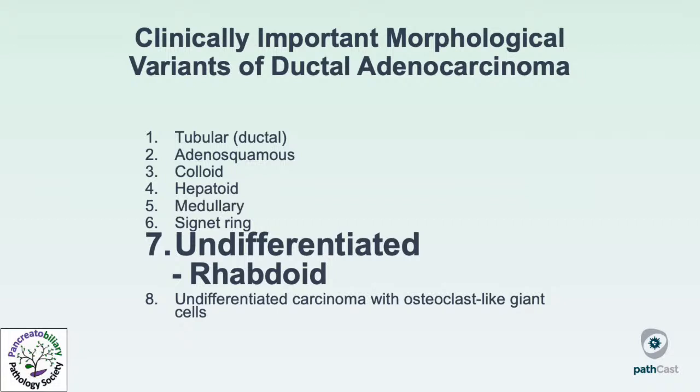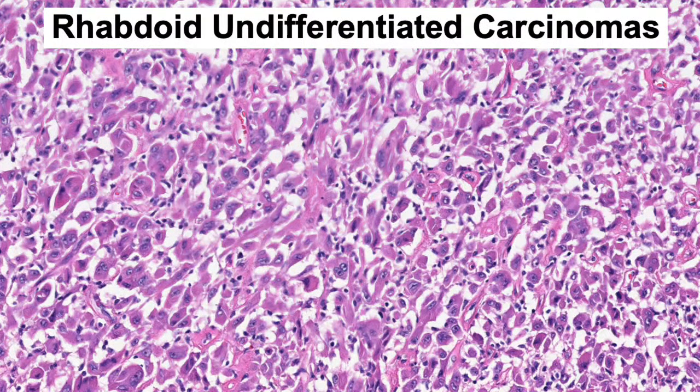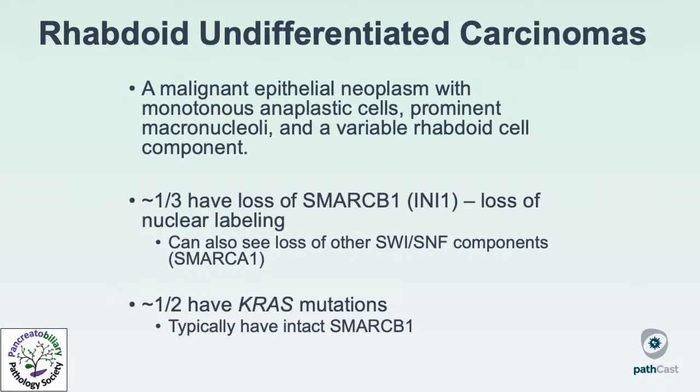So I want to just briefly mention another subtype of undifferentiated carcinoma, and that's rhabdoid carcinoma. So these have a very specific morphology where they have mononuclear anaplastic cells, prominent macronuclei, and then this very characteristic rhabdoid cell shape. And these seem to be genetically distinct. So about a third of them have loss of SMARCB1, INI1, like rhabdoid carcinomas of other organs. You can also see loss of other SWI/SNF chromatin remodeling components like SMARCA2. The loss of these can be determined by immunohistochemistry with loss of nuclear labeling.